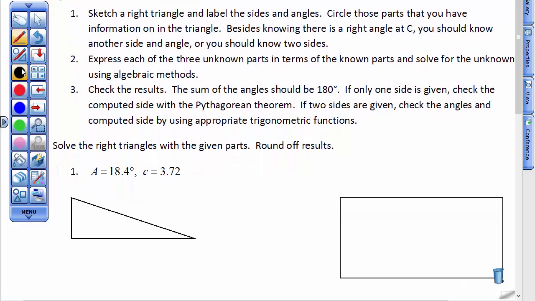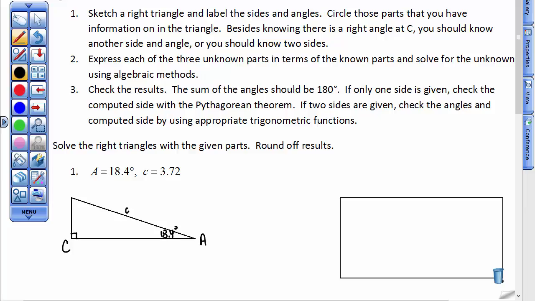So look at this right triangle that I've drawn for you, and it could be drawn in any way, shape, or form. I didn't have to put the right angle over here in the lower left corner, but I just did. So I'm going to call that angle C, and therefore the side opposite will be little c. I was given in this problem angle A is equal to 18.4 degrees. Between this angle and this angle, which one looks a little bit more like an 18-degree angle? It's this one, isn't it? So angle A is equal to 18.4 degrees.